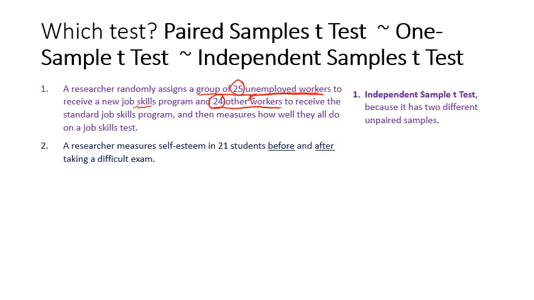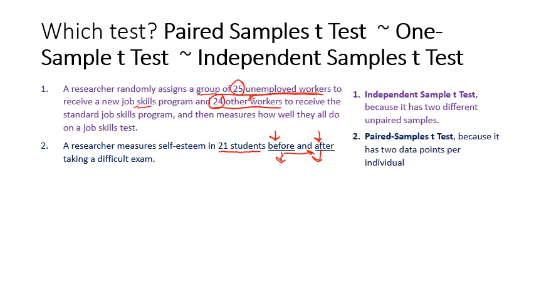Next, a researcher measures self-esteem in 21 students before and after taking a difficult exam. So here we can see we have one sort of group. We have these 21 students, but for each individual we have two scores. So we're going to have a column of before scores and a column of after scores. But each of the scores in the before column are going to be directly linked to a score in the after column because each student is going to have a before and an after score. So this is a paired samples t-test because we have two data points per individual. Each student has a before and an after score.